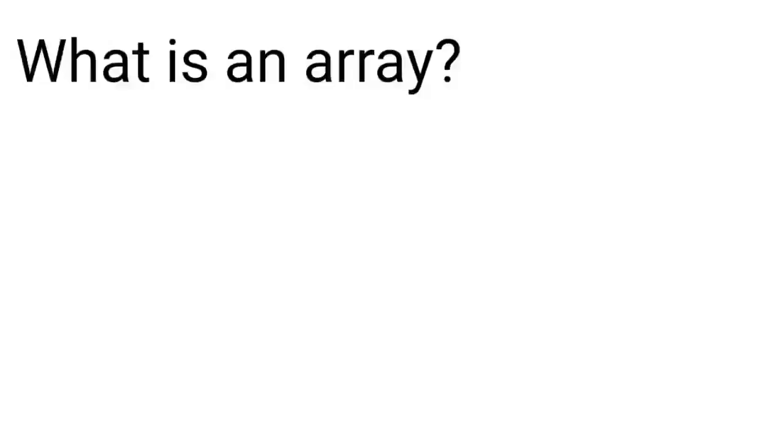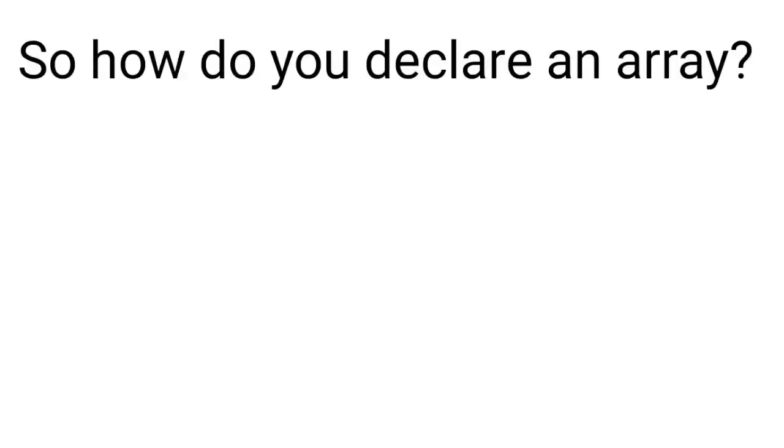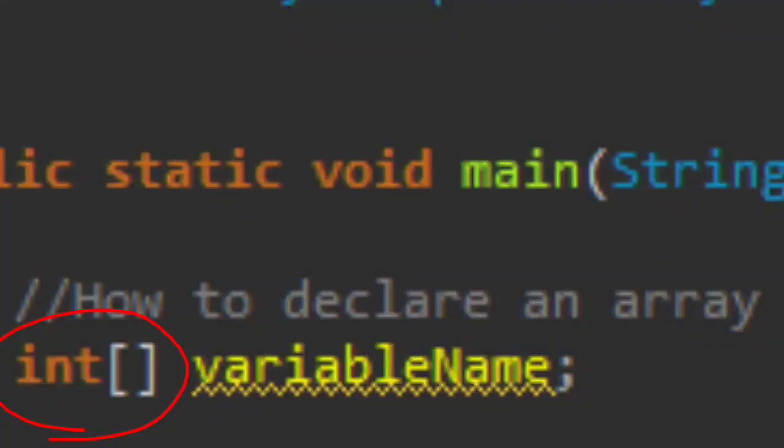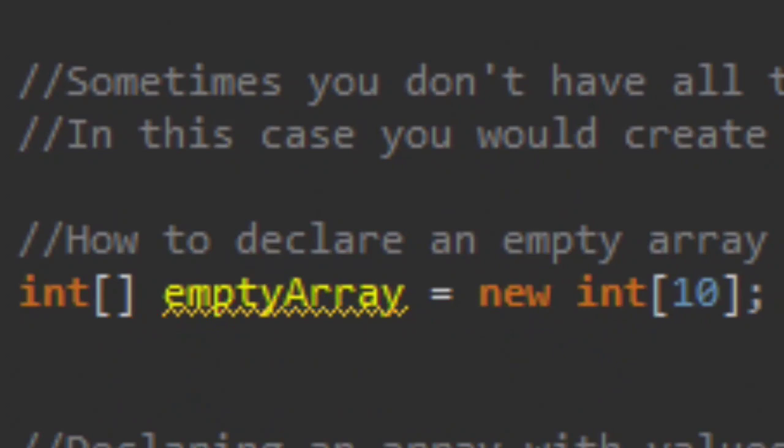What is an array? An array is an object that can store a group of values all of the same type. How do you declare an array? You declare an array by declaring the type of value the array will hold, similar to declaring any other variable, and adding brackets at the end as well as the variable name, like so. That doesn't actually create an array, it just creates a reference to one.